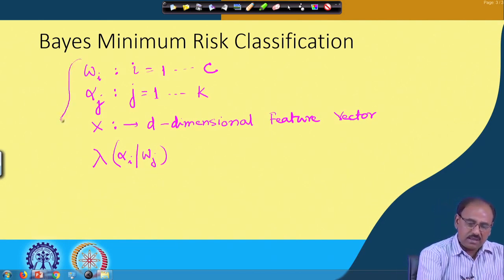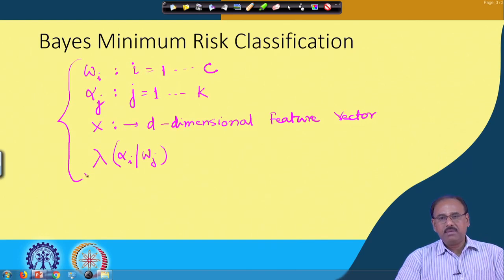Given this, the Bayes minimum risk classifier works in this fashion. In our classification problem, given an unknown feature vector x, we said earlier that any input signal we will consider to be a feature vector in our feature space. So, my classification problem is that given any unknown feature vector x, I have to predict to which class omega i that feature vector belongs.